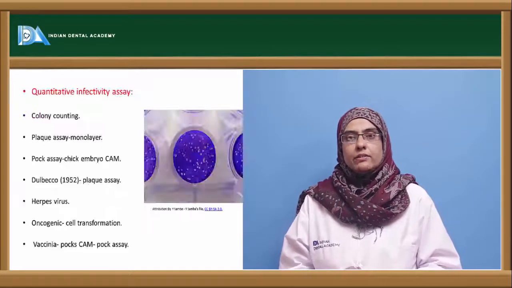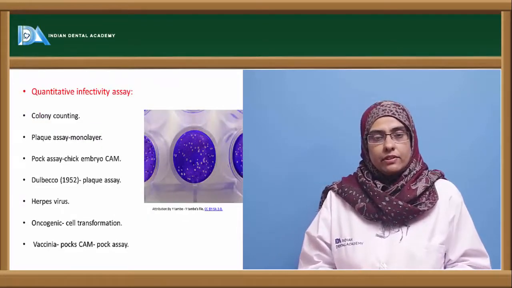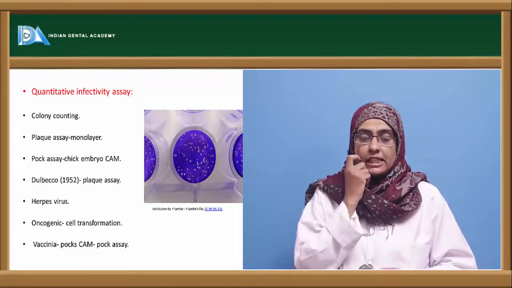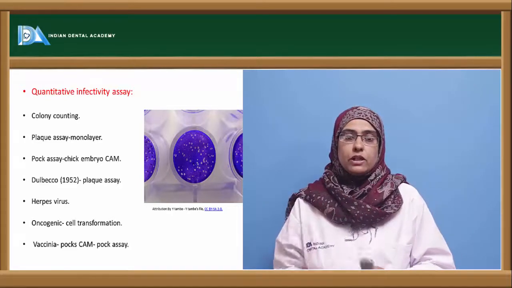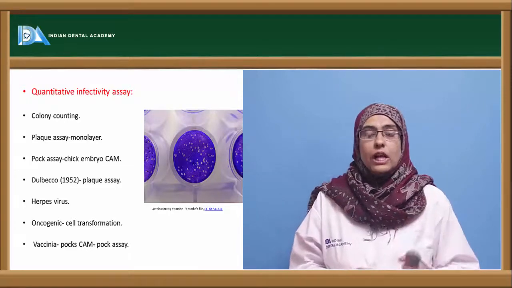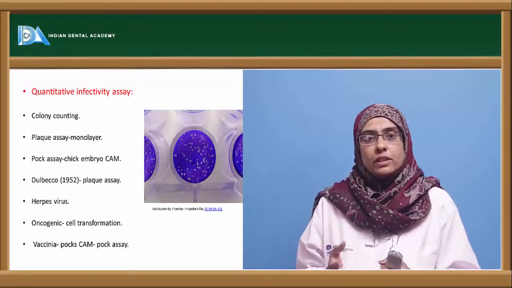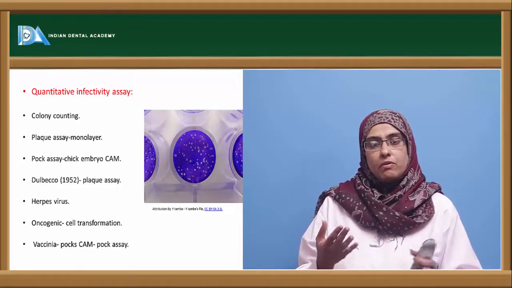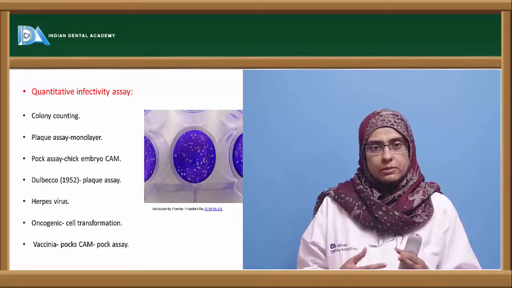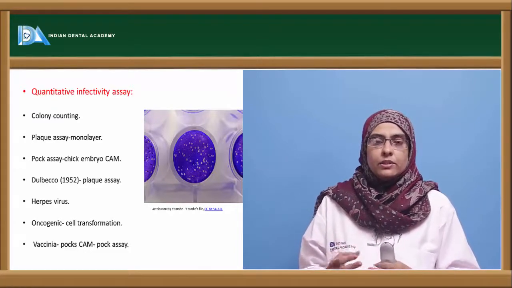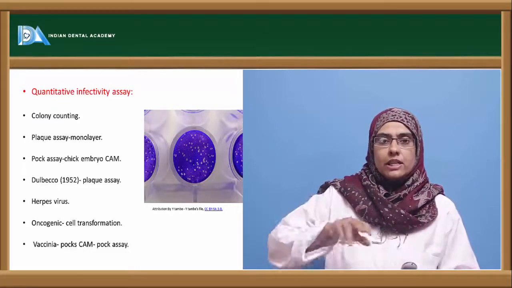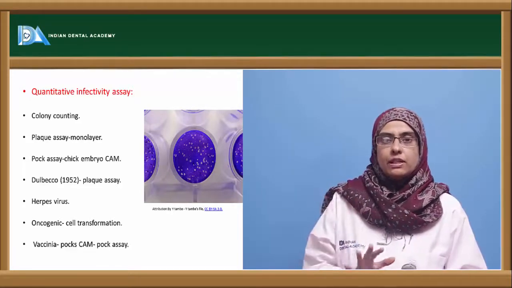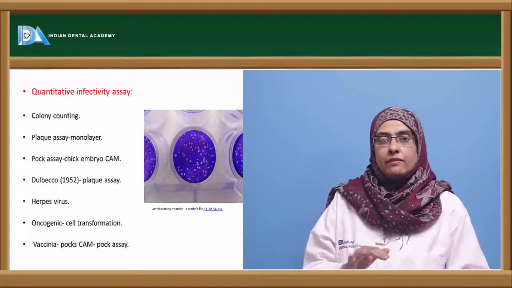Next is the quantitative infective assays. Quantitative infective assays help us to know how many virion particles are usually present. So initially colony counting, similar to that of the bacterial colony counting, was used to identify the growth of the virus particles. This colony counting can be done with the help of plaque assays. When the organism is multiplying on a cell, it usually causes the lysis of the cell and a plaque is formed. So the presence of the plaque indicates the infectious particles. Each plaque accounts for an infectious particle.